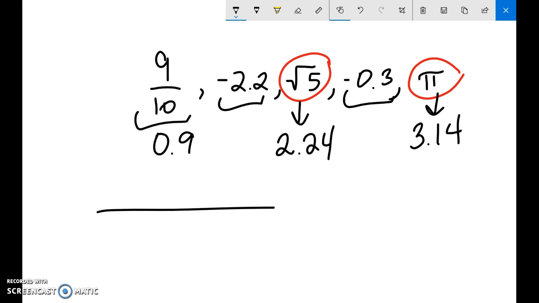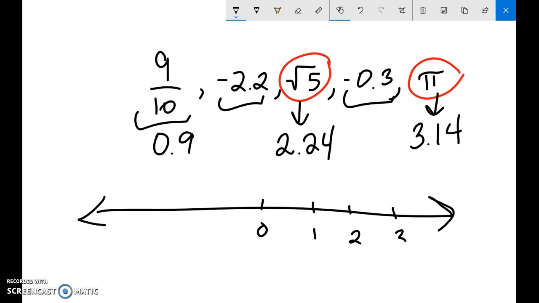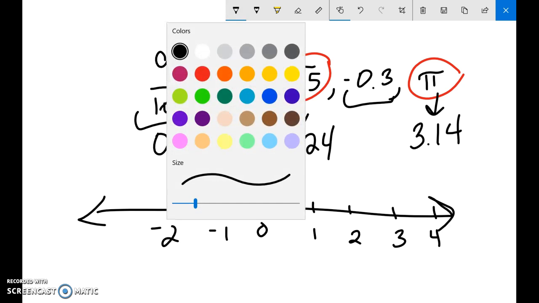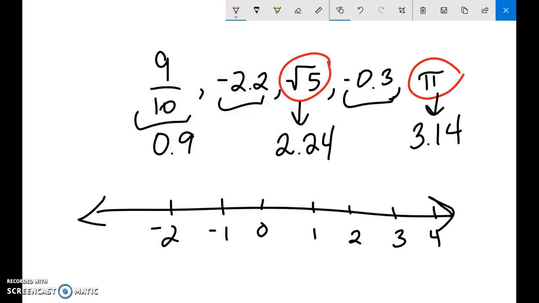So now if you look at a number line, we can make this 0, 1, 2, 3, 4, -1, -2. You would have negative, I'm going to do this in a different color, -2.2, that's negative, and the bigger the negative, the further away it is from 0 on the left side. That's also the smallest number. So that's going to go right about here.